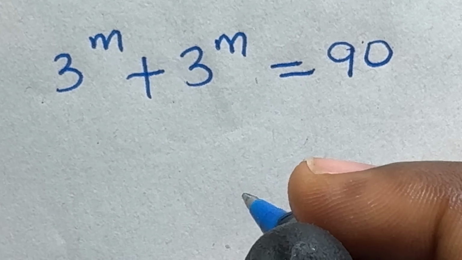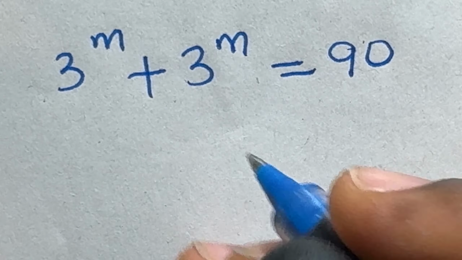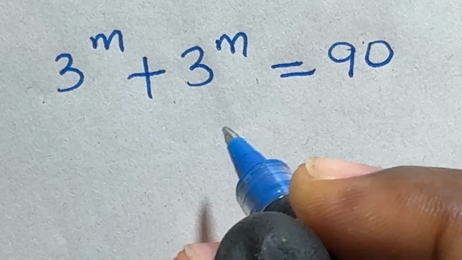Let us solve for m in this exponential equation. 3 raised to power m plus 3 raised to power m is equal to 90. We'll begin by expressing this as 2 times 3 raised to power m is equal to 90. This is because the expression here and this one are exactly the same thing. So adding them together gives us 2 of 3 raised to power m. And then we divide through by 2.